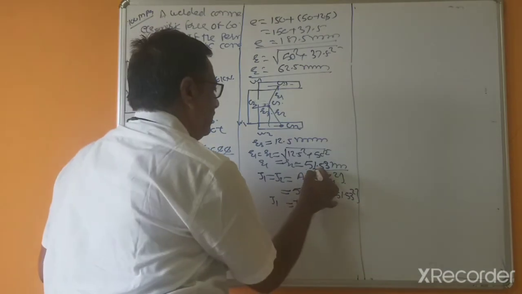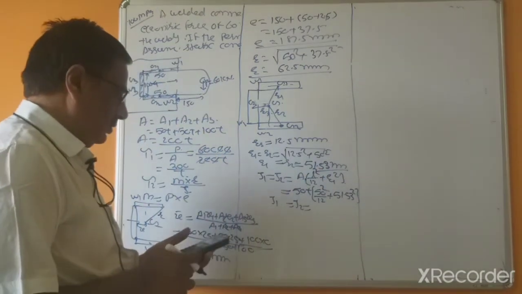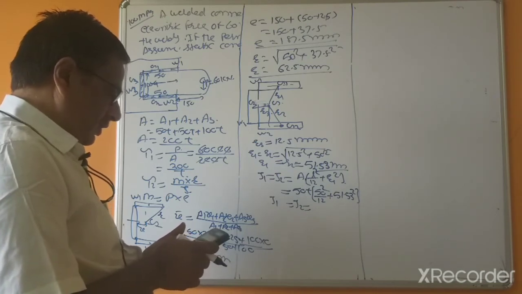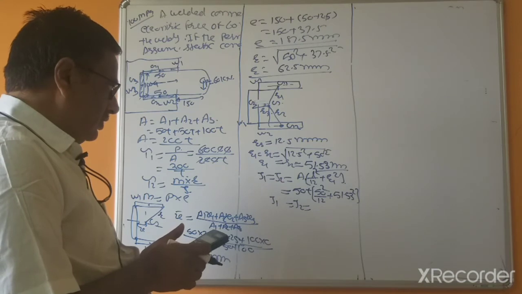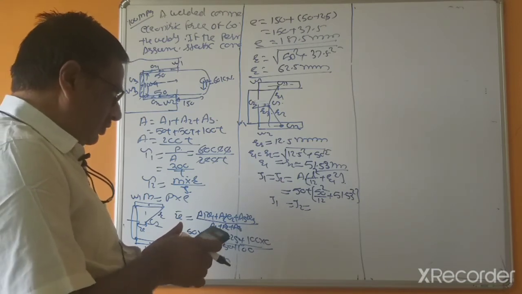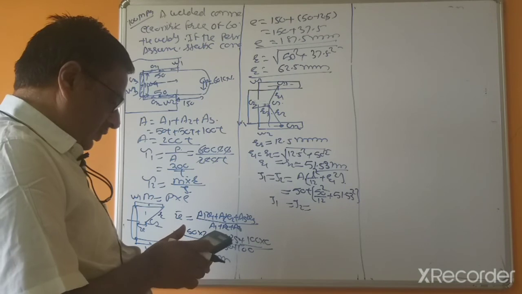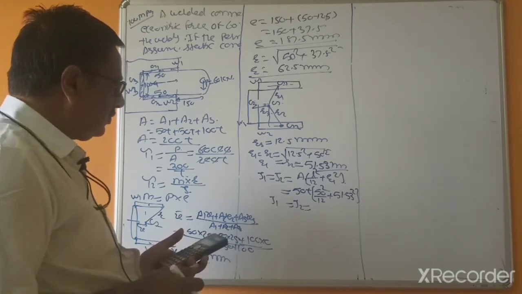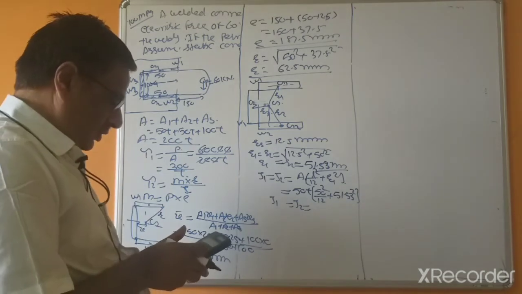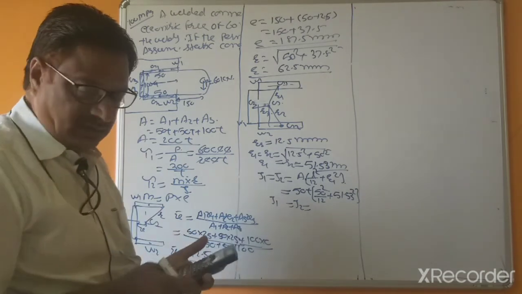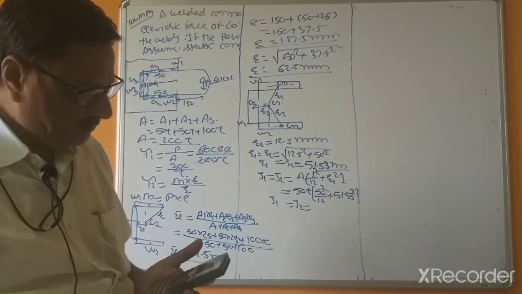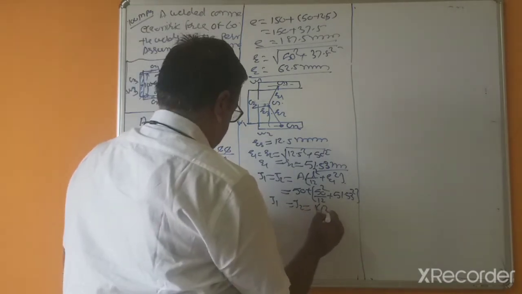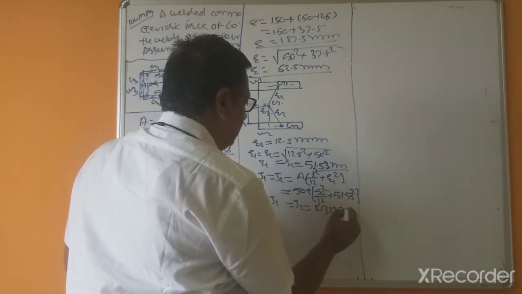This is squared, na? Squared, sorry, plus 50 squared divided by 12, multiplied by 50. This is correct. This is 143,229 T.